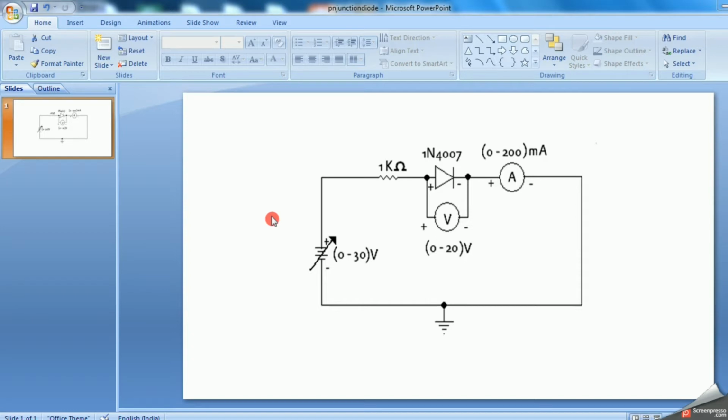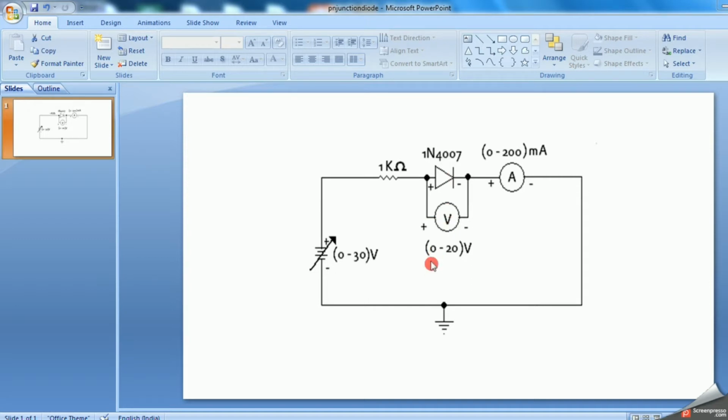Today in this video we are going to learn the VI characteristics of a PN junction diode on Multisim. This is the circuit diagram of a PN junction diode, 1N4007. V means voltmeter for measurement of voltage.